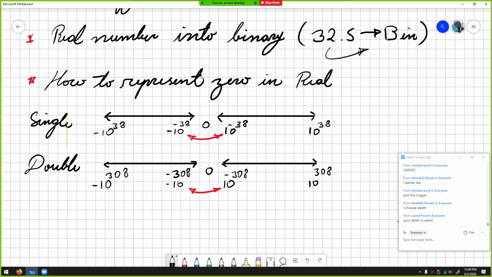You can represent 0 in single precision like this, or like that, or you can represent 0 in double precision like this, either negative 10 to the negative 308 or 10 to the negative 308. This is something that you want to make sure you know.